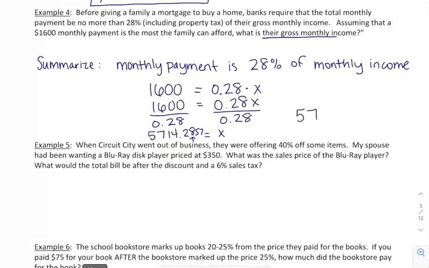So 5,714.2, what do we do with that 8? Does it stay an 8 or will it go up to a 9? Look at the right of 8. You have a 5. That means round up, so we will round this up to a 9. Their monthly income needs to be $5,714.29.